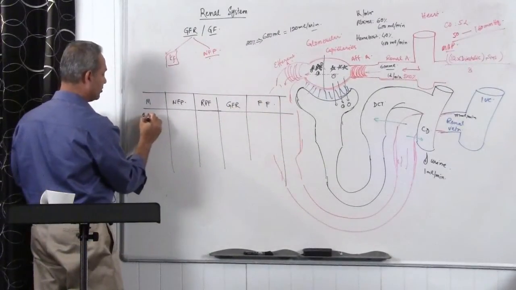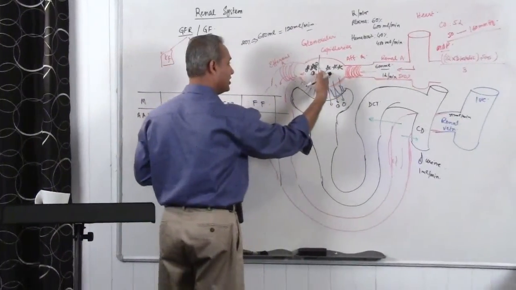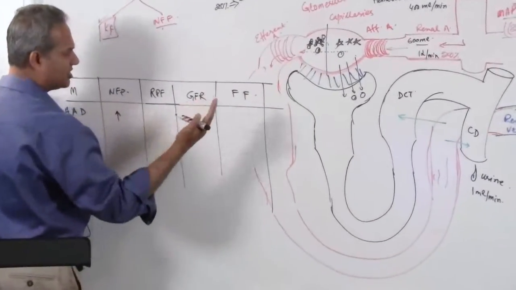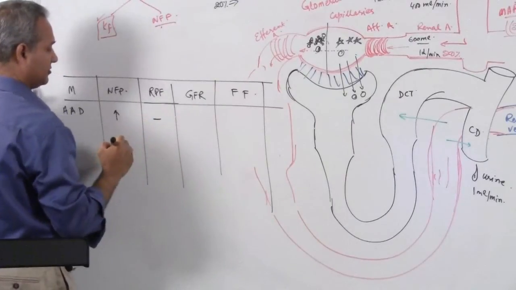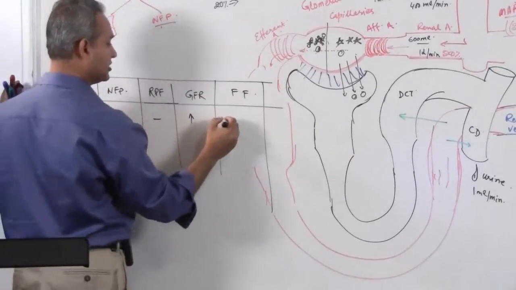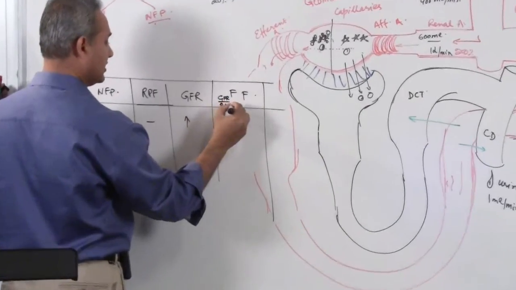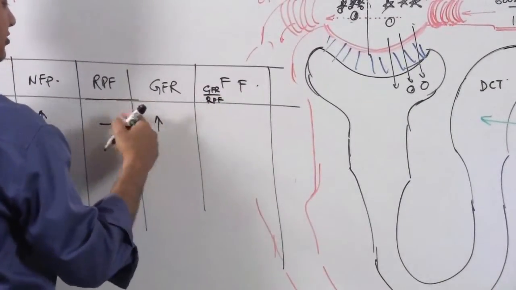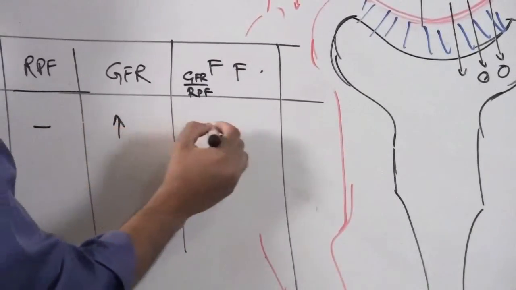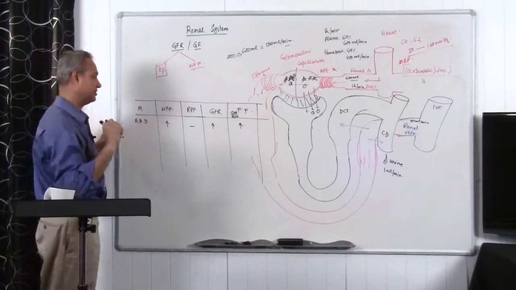So afferent arteriolar dilatation. Afferent arteriolar dilatation increases the blood flow in here, increases the pressure, so net filtration pressure increases. Renal plasma flow increases slightly. GFR increases, so now what happens to the filtration fraction? Filtration fraction equals GFR divided by renal plasma flow. Here GFR is increased, renal plasma flow is almost the same, so filtration fraction increases. So afferent arteriolar dilatation would increase the filtration fraction.